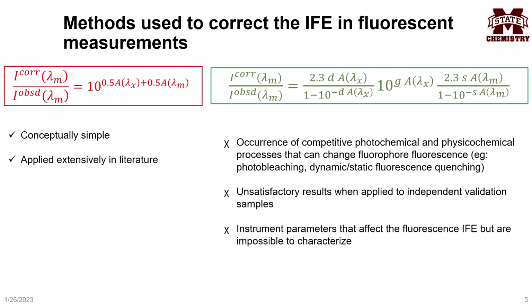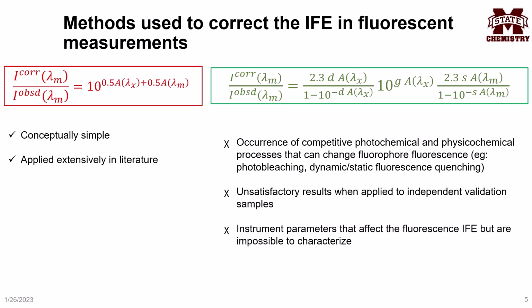Even though these methods have been applied extensively in literature and are conceptually simple, independent and robust evaluation of the integrity of these methods is really challenging. This is because of several reasons. The occurrence of competitive photochemical and physicochemical processes that can change fluorophore fluorescence, unsatisfactory results when applied for independent sample validation, and the impact of various instrument parameters such as the optical alignment all make these two equations erroneous.